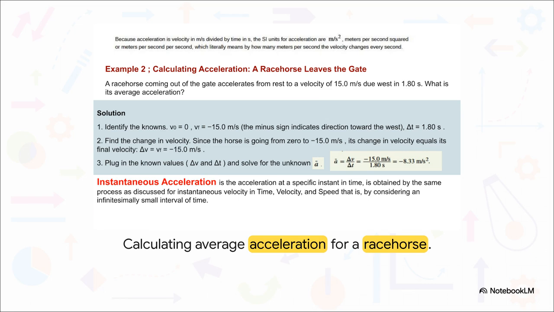A racehorse just exploding out of the starting gate. If that horse goes from rest, which is an initial velocity of 0, to a velocity of negative 15 meters per second, heading due west in a mere 1.8 seconds, we can easily find its average acceleration. By dividing the change in velocity by the change in time, we get an acceleration of negative 8.33 meters per second squared. That negative sign just confirms the westward direction.